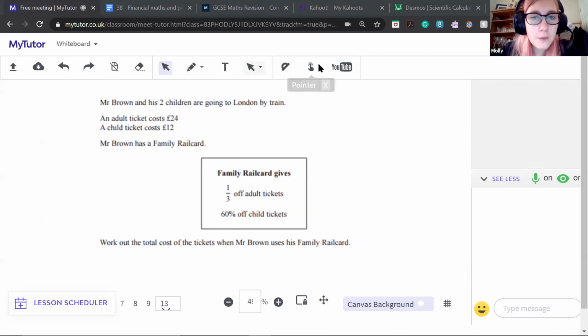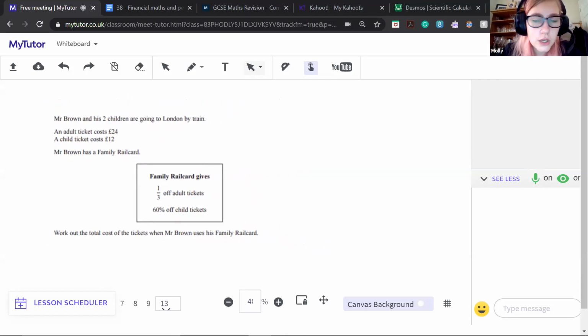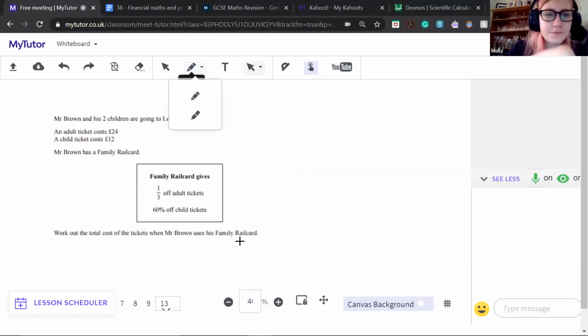So here we've got quite a typical word question. Mr. Brown and his 2 children are going to London by train. An adult ticket is £24, a child ticket is £12, and a family rail card gives you a third off adult tickets and 60% off child tickets. So I'll go through this one straight away so that we have time for the Kahoot.